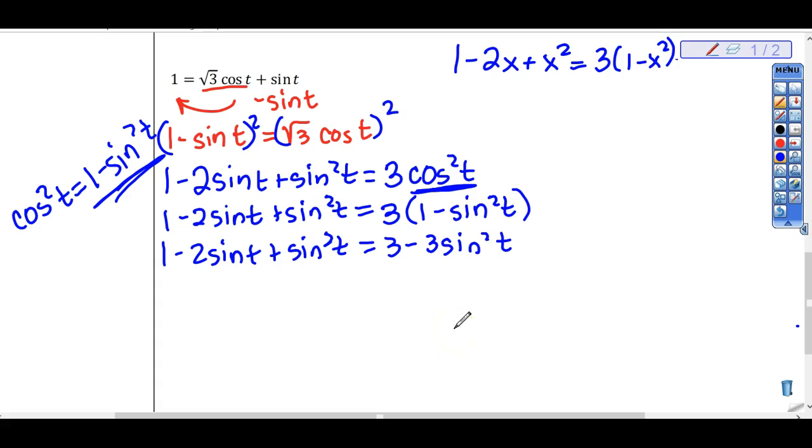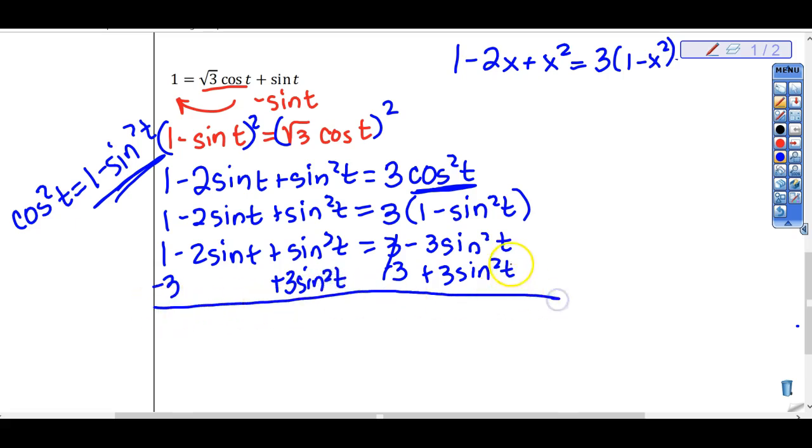And then you just need to decide which direction you want to go. Take everything on the left to the right, or take everything on the right to the left. Bring it to the left. So we'll subtract 3 and add 3 sine squared t. Make sure you're lining up your like terms because you are adding or subtracting here. So we'll do some vertical math. So this is negative 2 minus 2 sine t plus 4 sine squared t equals 0.